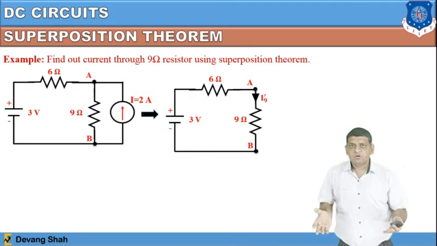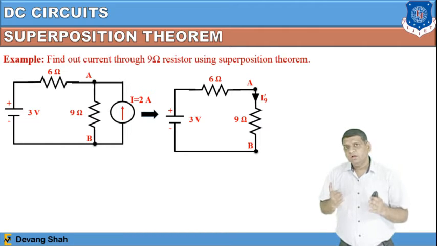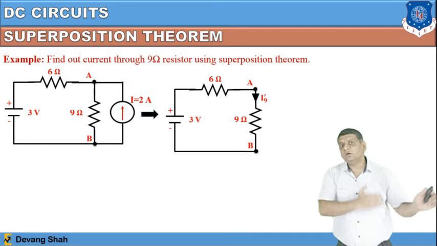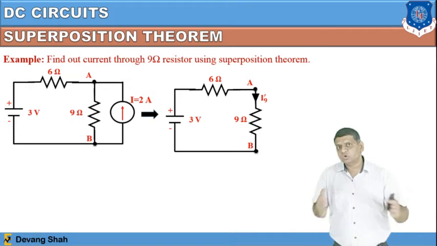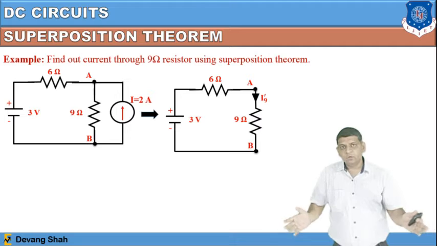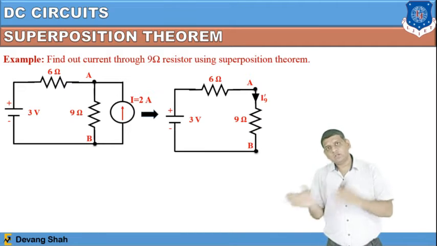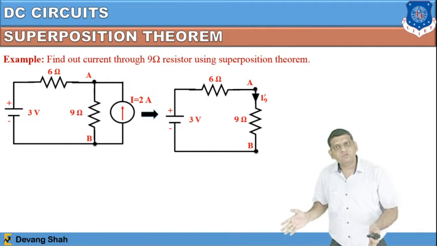So the basic method is to take one at a time, right? So let's first consider the 3-volt source. What you have to do is make the current source zero. Current source zero means you have to make it open. Once you make any current source open, that means the value is zero. And if you have to make a voltage source short, that means the voltage is zero, right?